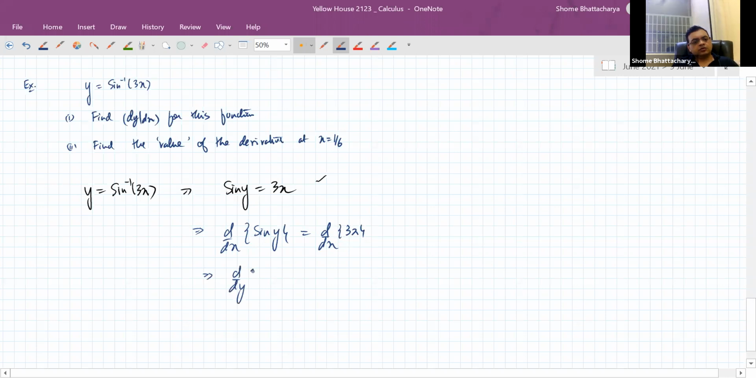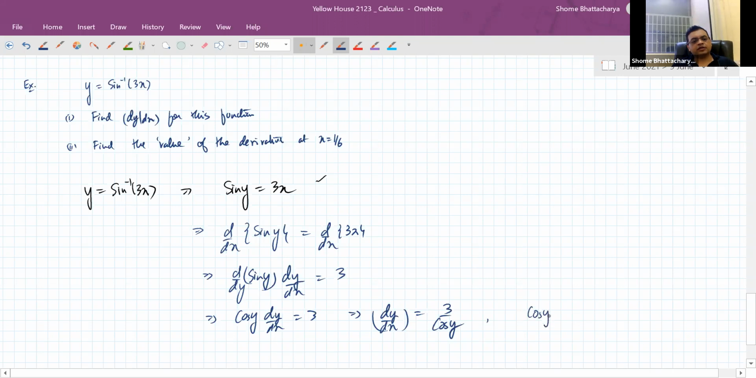So now chain rule. Cos y dy by dx is equal to 3. That means we can write dy by dx, or the rate of change, as 3 upon cos y. Now, the same problem: I want to reduce this in terms of x, and 3x is defined as sine y. So I should first express cos y in terms of sine y. So it is square root of 1 minus sine square y. Then I should express sine y as 3x. So it becomes this.